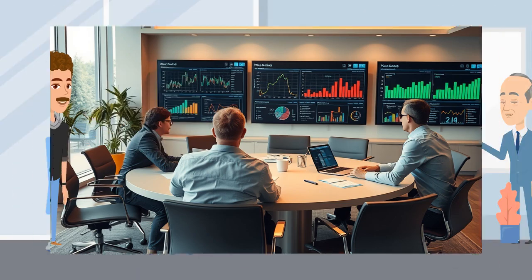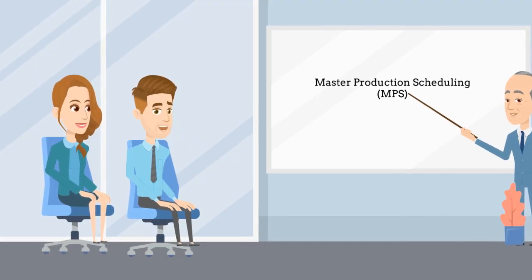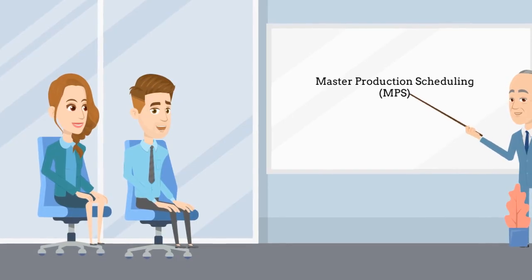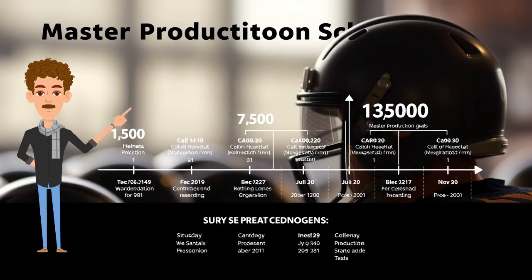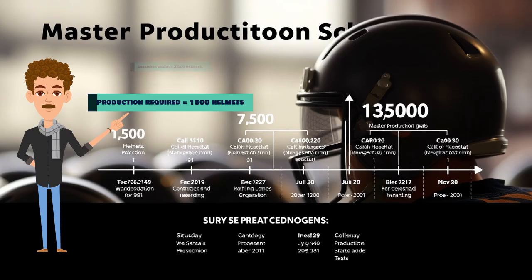Next is Master Production Scheduling, which is MPS. The sales order flows into the Master Production Schedule, or MPS. Here, ERP translates demand into a concrete production plan. For our case, the customer ordered 2,000 helmets. Current stock is 500 helmets. Production required is 1,500 helmets.